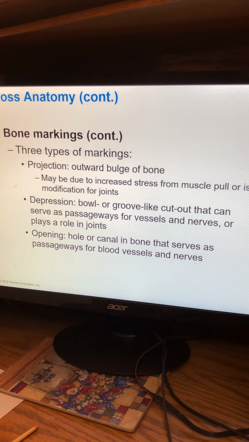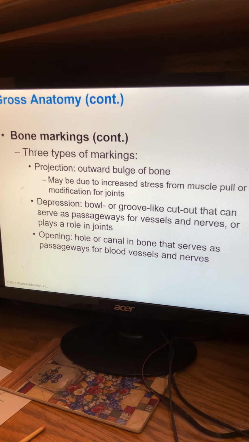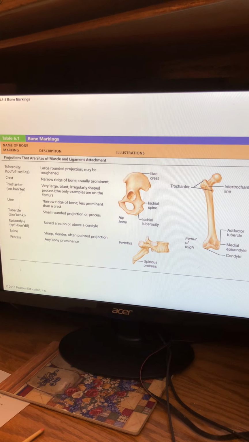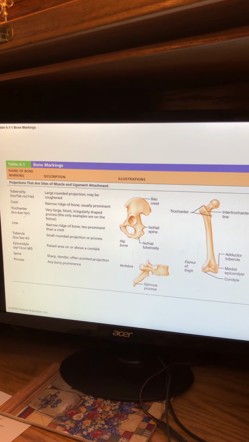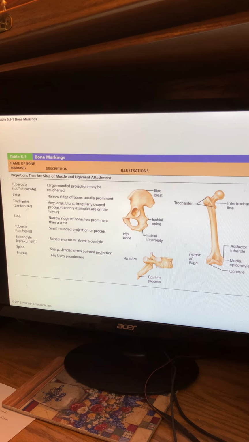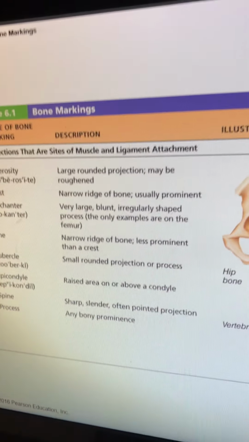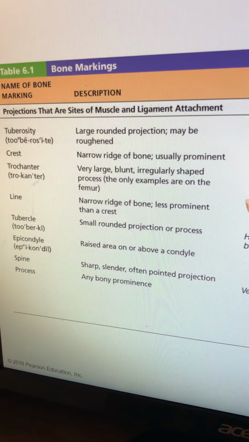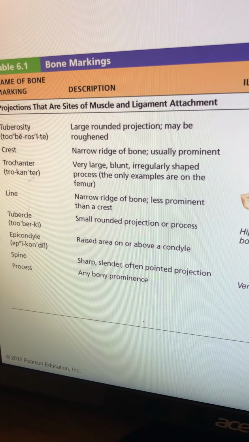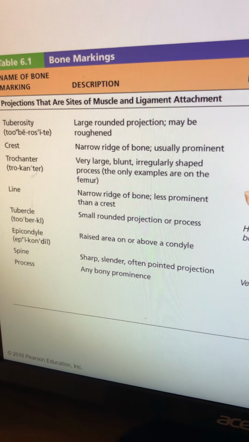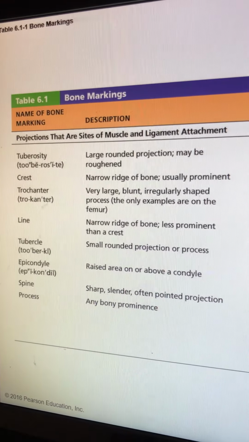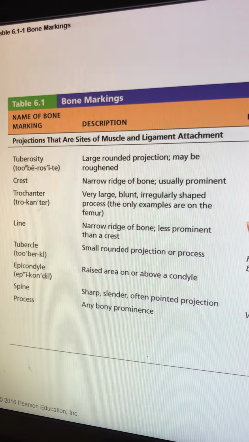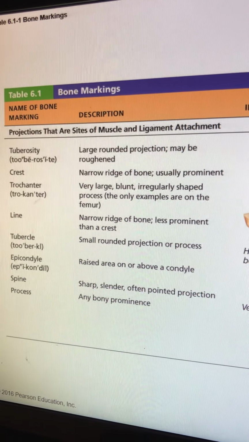And they have a chart in this particular textbook going through all of the modifications. I'm going to read through these, although any text that you have is going to be very similar, because they all sound exactly the same. For example, a tuberosity is a large rounded projection that may be roughened. The best example of a tuberosity would be the deltoid tuberosity, because it's where the deltoid muscle would attach to the humerus at the shoulder joint. It's a large rounded projection that probably is roughened.